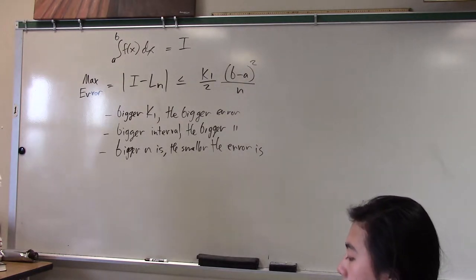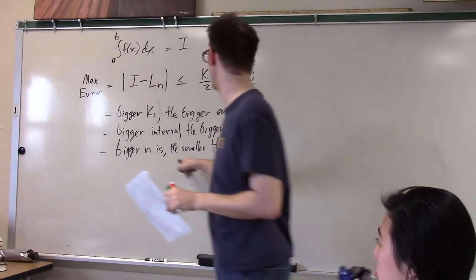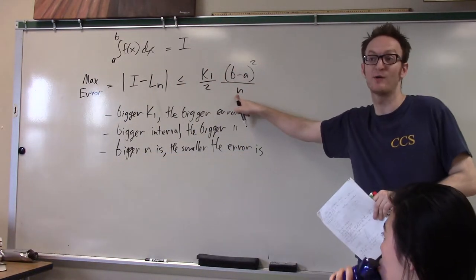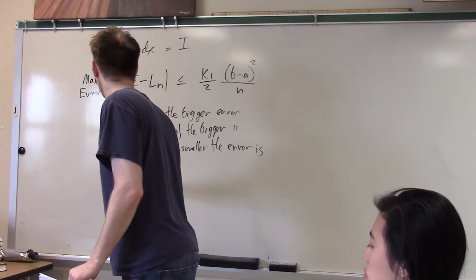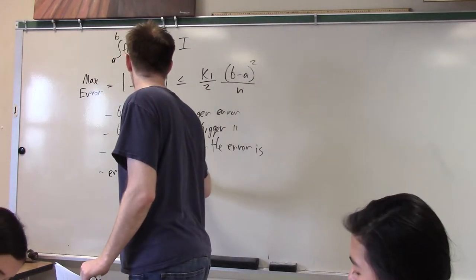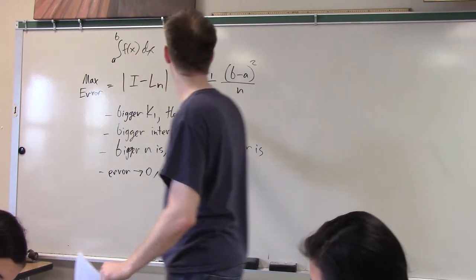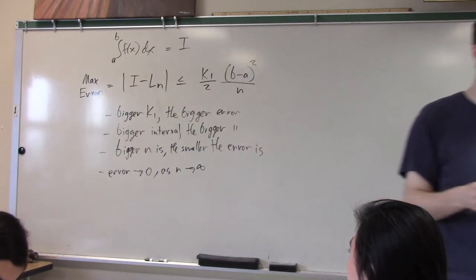And another thing to mention: not only is the bigger n, the smaller the error, but in fact it goes to zero. The error goes to zero as n goes to infinity, although not very quickly. It just goes linearly to zero.